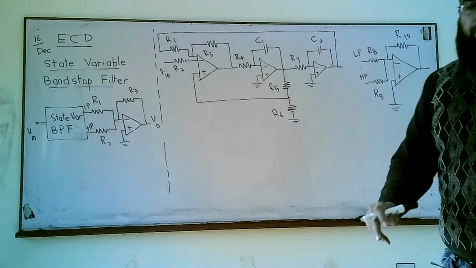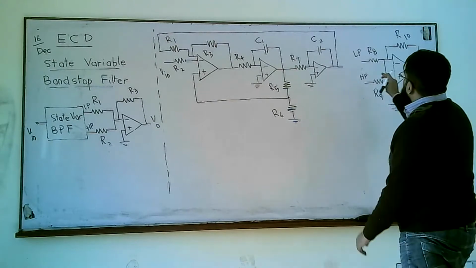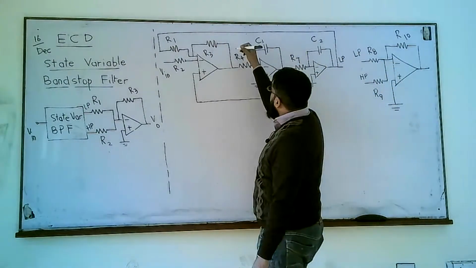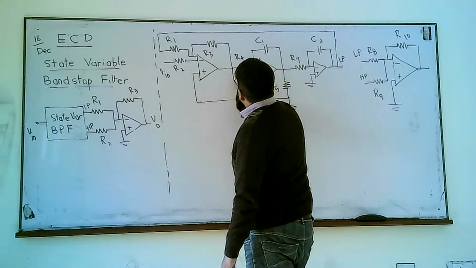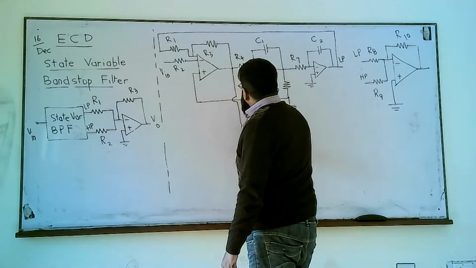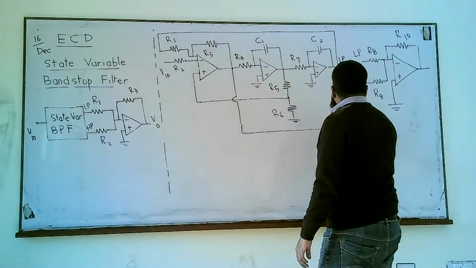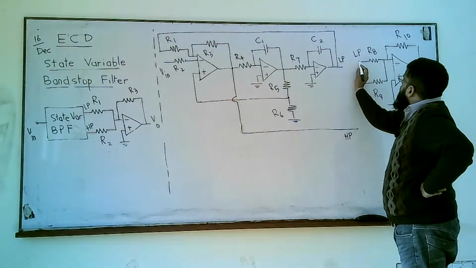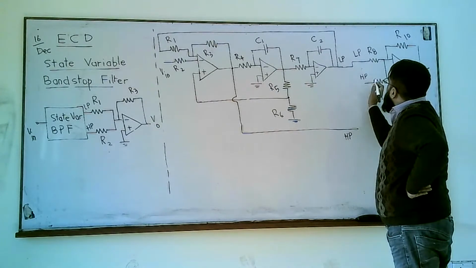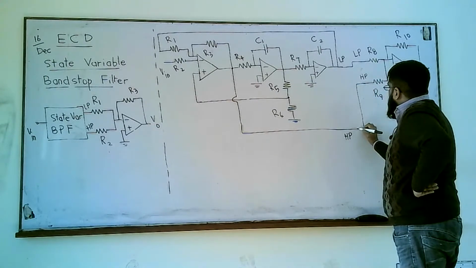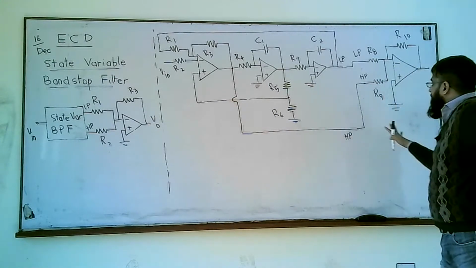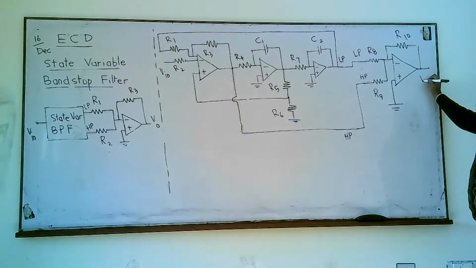So anyone can be connected to anyone. This is the low pass output, we know, and this one is the high pass output of the band pass filter. So low pass should be connected with the low pass, and high pass should be connected with the high pass output of the band pass filter. So this band pass filter followed by this inverting amplifier makes a band stop filter.